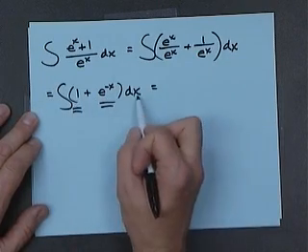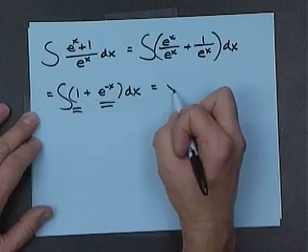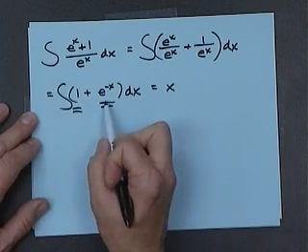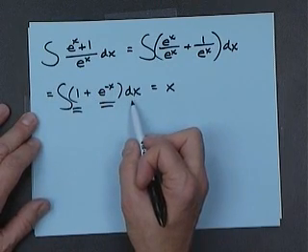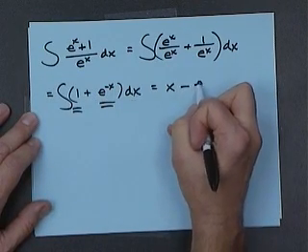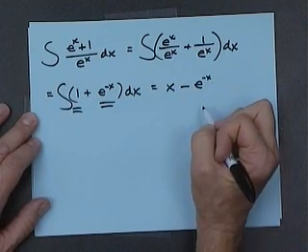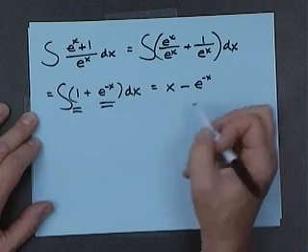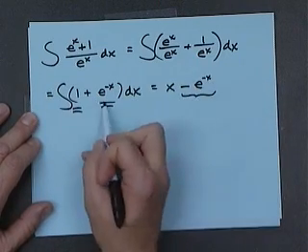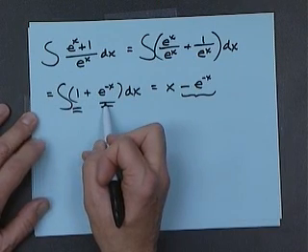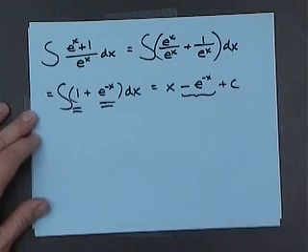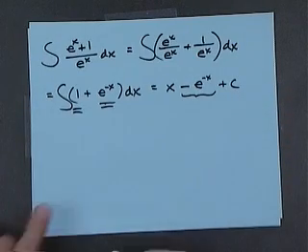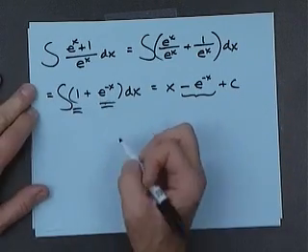What is the integral of 1 with respect to x? X. What's the integral of e to the negative x with respect to x? Negative e to the negative x. Does that work? If you took the derivative of that, would you be back here? Yes. Plus c.